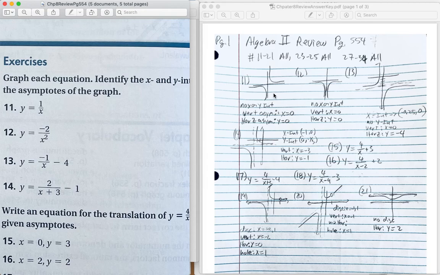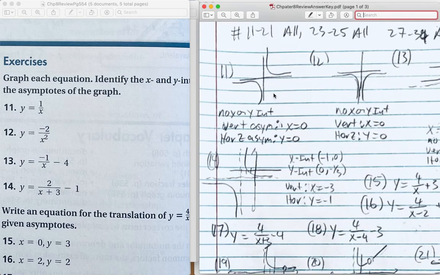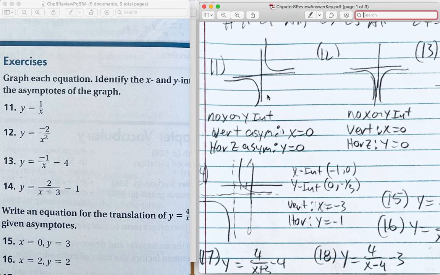So when we graph this graph, the asymptotes are the x and y axis. It doesn't cross the y-axis anywhere, or the x-axis, and that would be our graph.